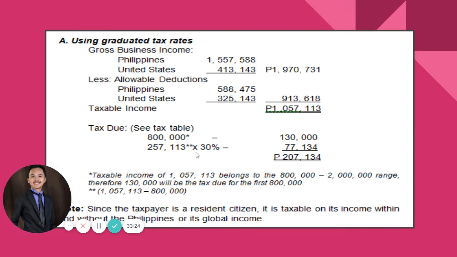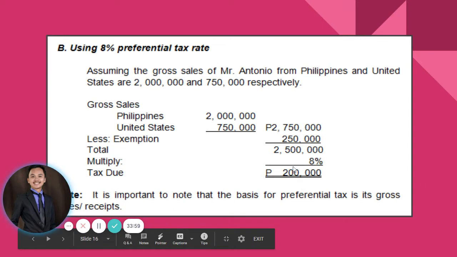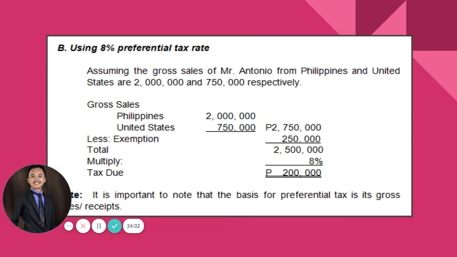You just revisit the tax table para makita na to kung asa gikan si 30%. So 257,113 times 30%. So it has an additional tax due of 77,134. So in total, if the taxpayer has opted to be taxed using graduated tax rates, ang tax due niya is 207,134. Okay? Now let's proceed with the second problem, second na question.